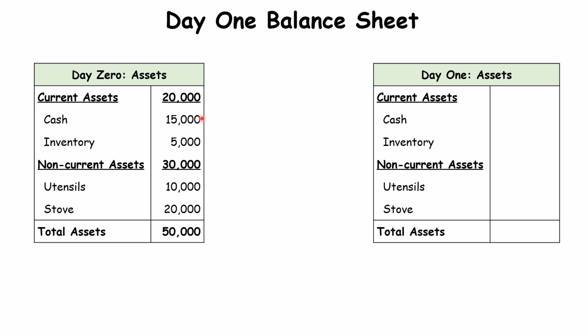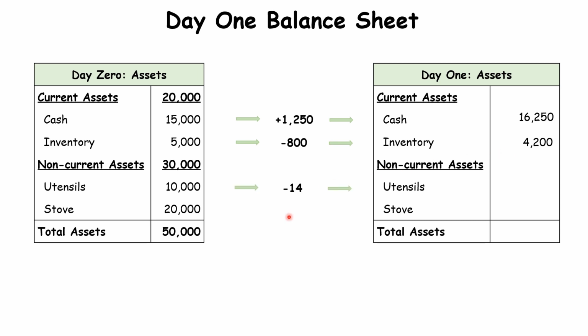Let's start with the cash. The cash at the end of day 0 was 15,000. Because of our operations, we generated cash of 1,250. So the cash at the end of day 1 would be 15,000 plus 1,250, that is 16,250. Coming to inventory, the inventory at the end of day 0 was 5,000. During our day operation, we consumed inventory worth 800 rupees. So we will subtract this 800 from 5,000, and at the end of day 1 our closing inventory is 4,200.